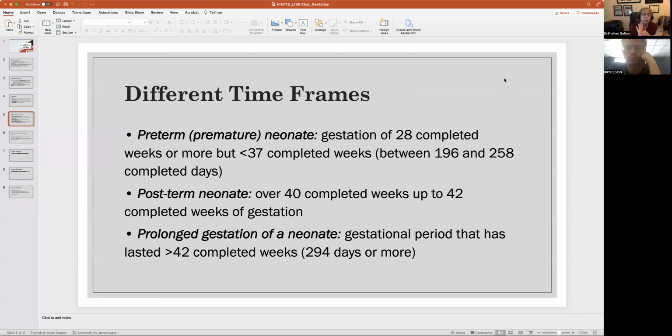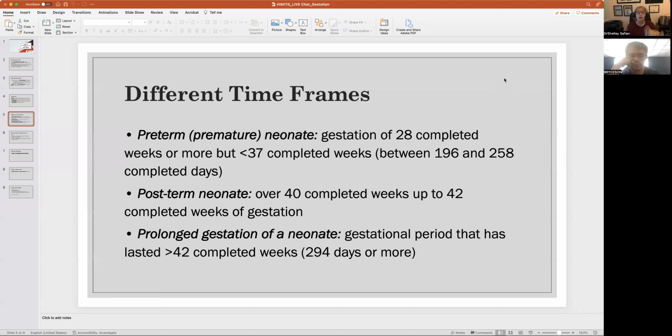Okay. A post-term neonate is one who has stayed in the womb over 40 completed weeks, up to 42 completed weeks of gestation. This is a baby who is very comfortable, I should say, excuse me, a fetus who is very comfortable. Why should I go out there? It's cold, it's bright lights, it's so warm and cozy inside. We don't know why, okay?